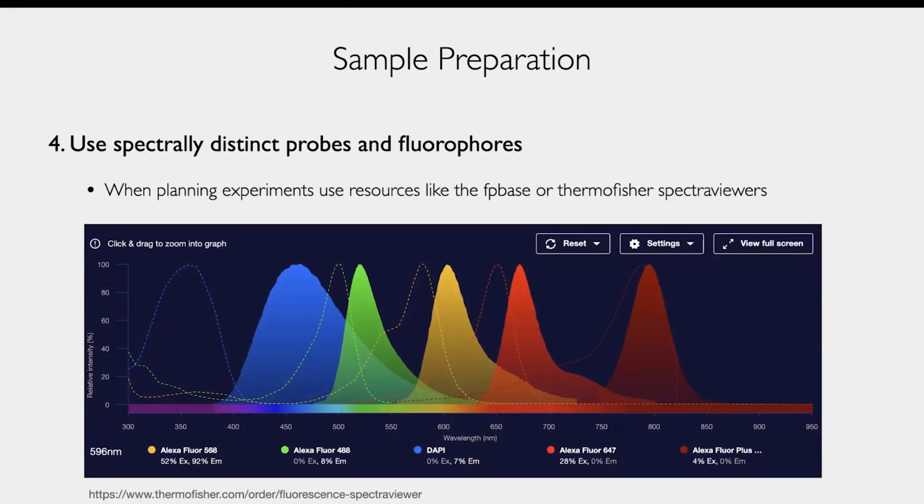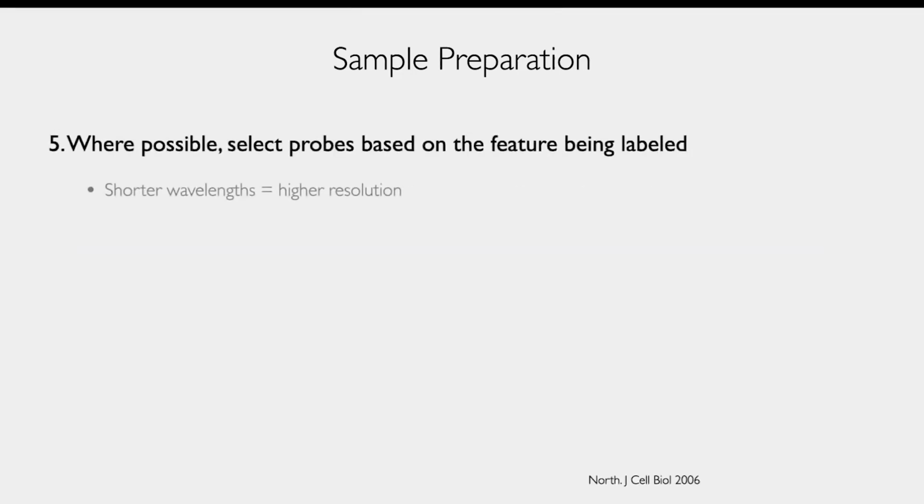There are ways of having the right microscope to do that, but it's better just to choose probes that are spectrally separate. And this is a good way of checking that before you go out and start labeling your cells. Also, when you're imaging, the intuitive thing to do is to start from blue and go to red, because that's how we think about these things.